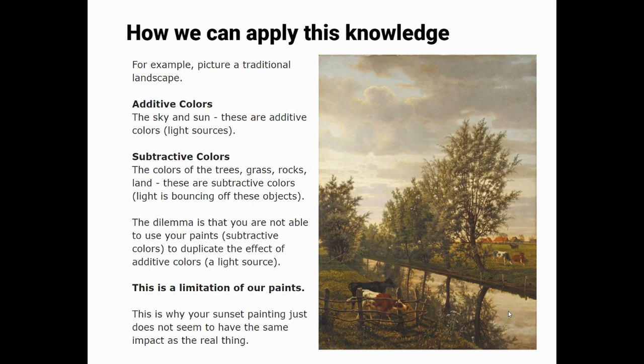For example, picture a traditional landscape. Additive colors: the sky and the sun. These are additive colors. Light sources. Subtractive colors: the colors of the trees, grass, rocks, land. These are subtractive colors. Light is bouncing off of these objects. The dilemma is that you are not able to use your paints, subtractive colors, to duplicate the effect of additive colors, a light source. This is a limitation of our paints. This is why your sunset painting just does not seem to have the same impact as the real thing.